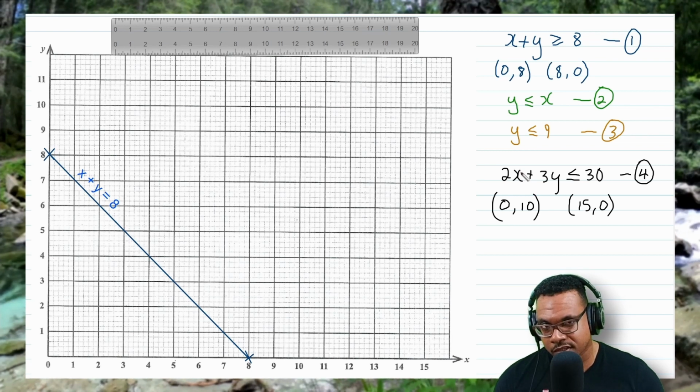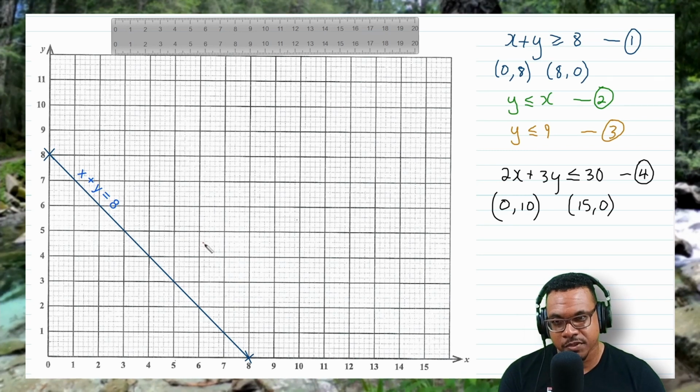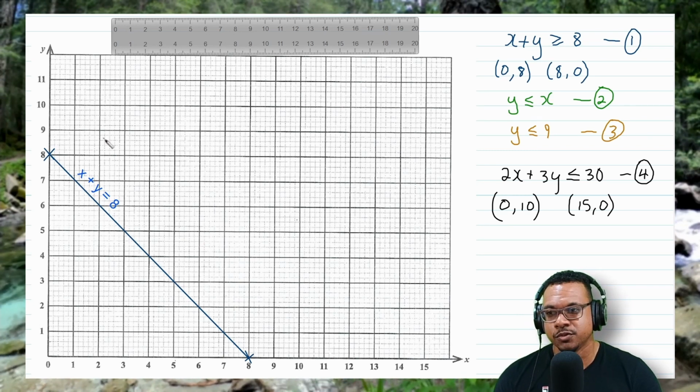get a little confusing if you shade the right direction. So what we do is we shade the opposite direction. So the common region will be the unshaded area. All right, so we're supposed to shade above the line. What we'll do is shade below the line.